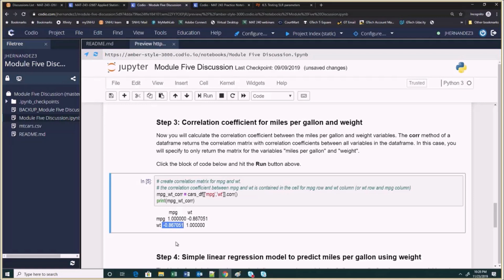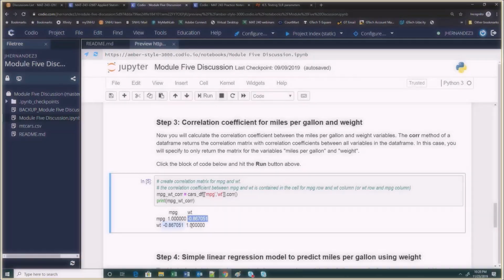This matrix is particularly useful when you have to calculate the correlation coefficients for many variables. It's easy to just look at X and Y interaction and get the value. So in this case, we see that the value is negative 0.867.